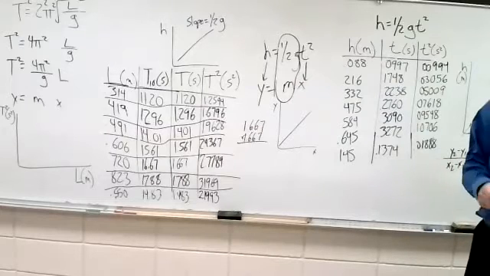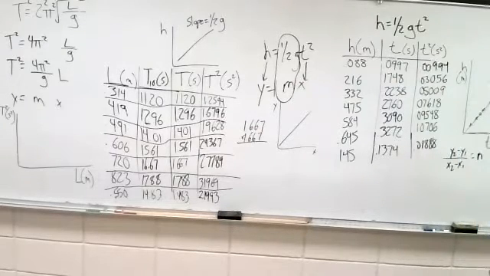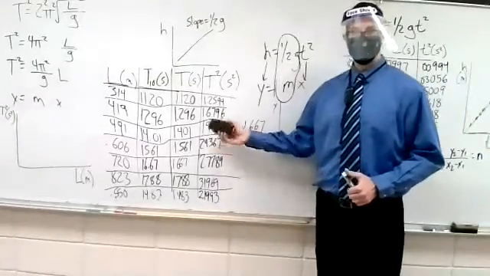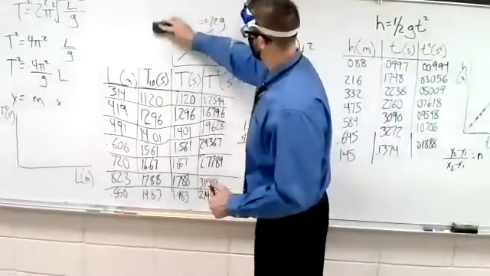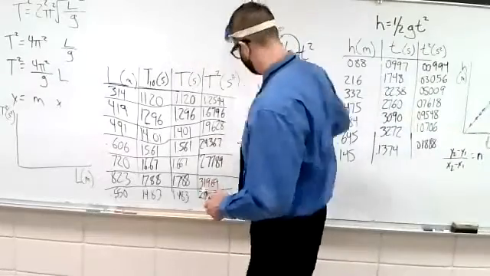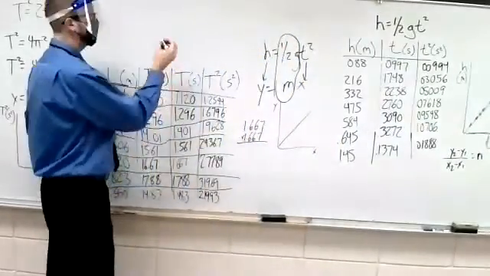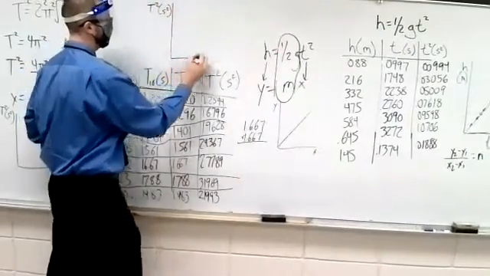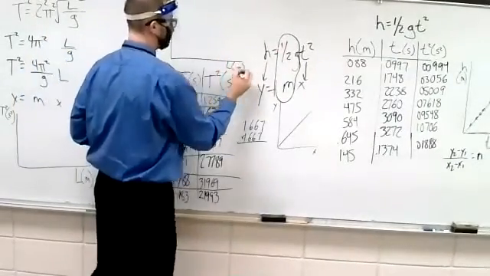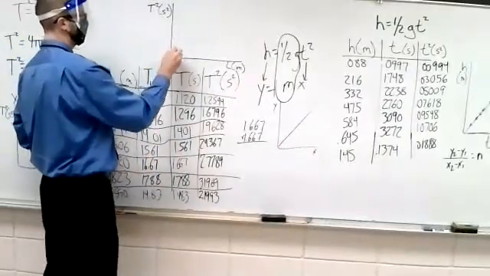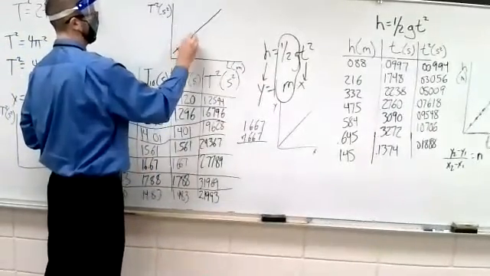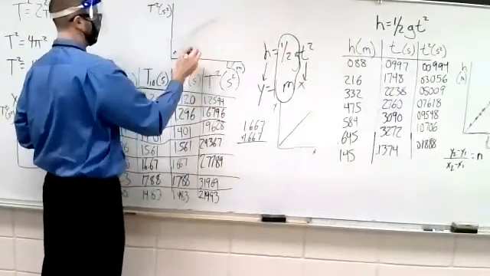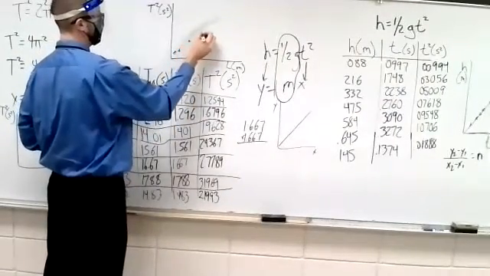As a quick recap and as some instruction for what you're going to be working on tomorrow, let's remind ourselves that for the pendulum data, I encourage you all to plot time squared, which will be measured in seconds squared, on the y-axis against the length measured in meters on the x-axis. Plot your 7 data points.